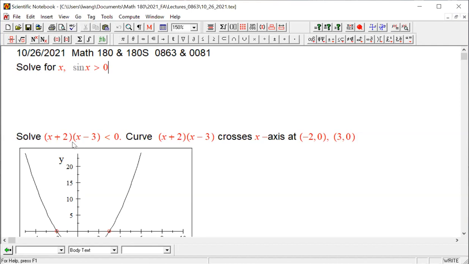Any suggestions? Any volunteer, respond on the chat or unmute and say something about it. Sine of what angle? Sine x equals 0. Sine of what angle is equal to 0? The answer could be in degrees or radians, it doesn't matter here.